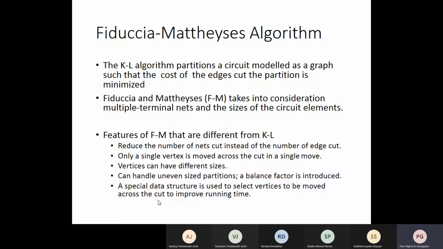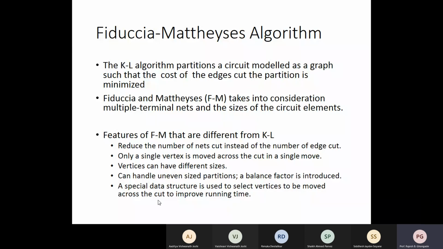But FM, that is Fiduccia-Mattheyses, takes into consideration multiple terminal nets and the size of the circuit element. So this is a much more pronounced, advanced kind of algorithm. We are not going to go into the details of this algorithm, only the features which are different from KL. Reduce the number of nets cut instead of number of edge cut. Only a single vertex is moved across the cut in a single move, and vertices can have different sizes. So this is much more advanced.